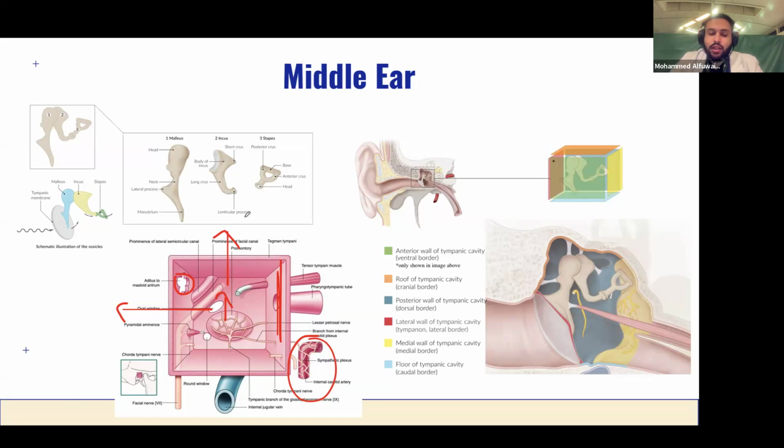Another thing that's important is you can see this, the facial canal. So if you do any surgeries here, you might damage the facial nerve. This is why you need to learn the middle ear anatomy in detail. Now, another thing is the bones, the ossicles: malleus, incus, stapes. Very easy in terms of the anatomy of it.